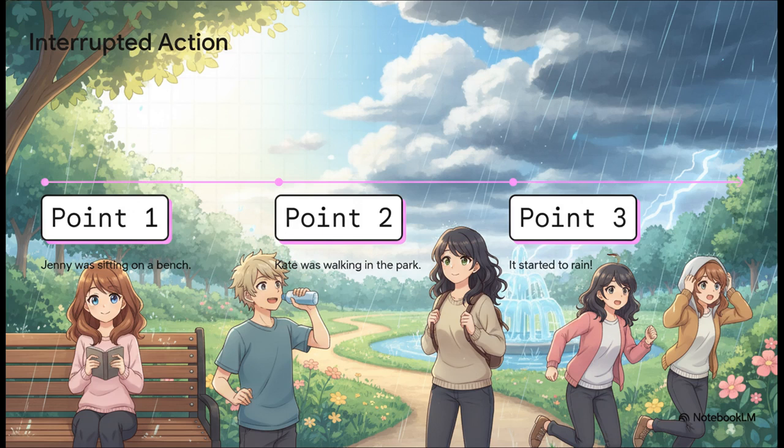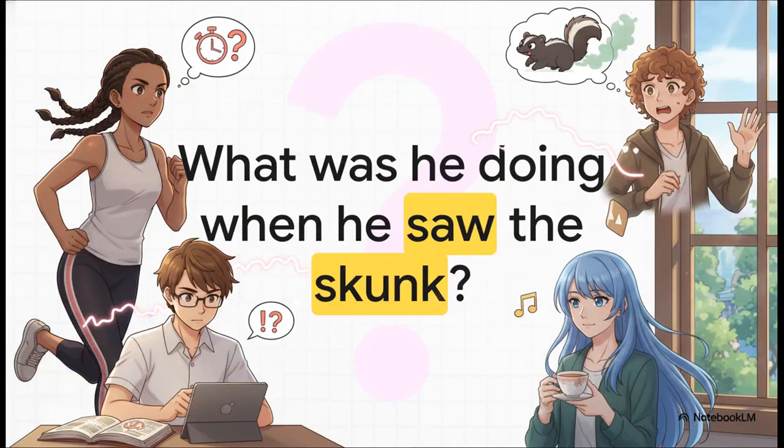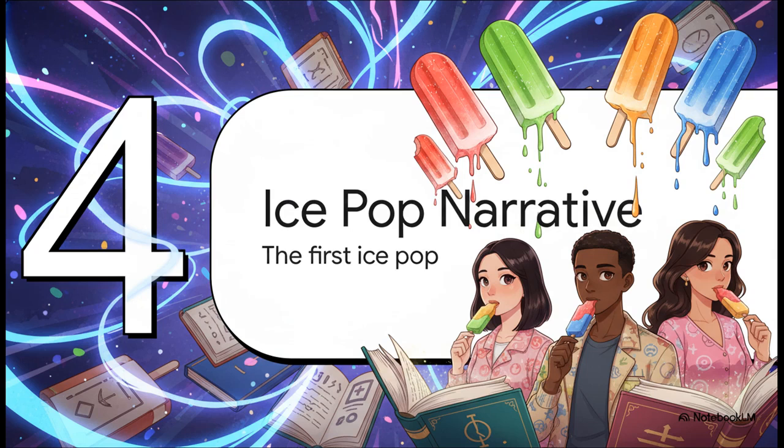And guys, this is the very essence of plot. When it started to rain is the inciting incident that forces our characters to react. And the textbook doesn't just stop at the weather either. It escalates the drama to really test this new narrative tool. The text presents this game where learners have to answer questions like, what was she doing when she heard the noise? And, my personal favorite, what was he doing when he saw the skunk? It's a slightly absurd, rapidly escalating drama, for sure, but it is highly effective. It forces the learner to paint a vivid picture of a tranquil moment that is entirely shattered by a total surprise. Which brings us to our grand finale, Section 4, the ice pop narrative.